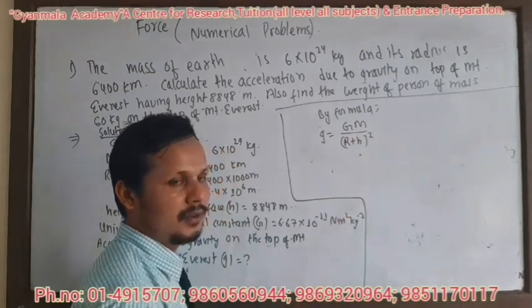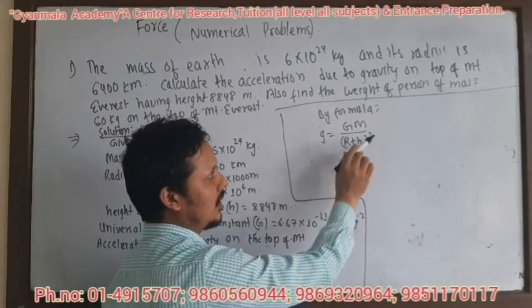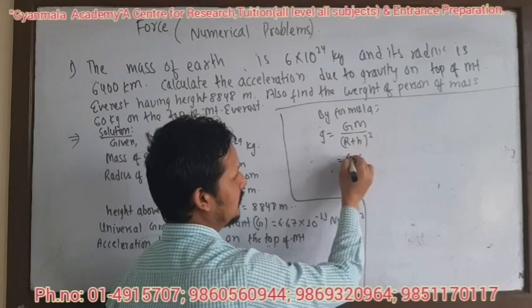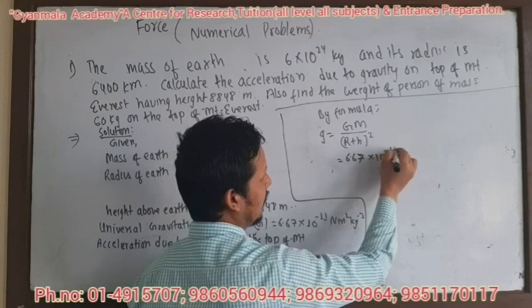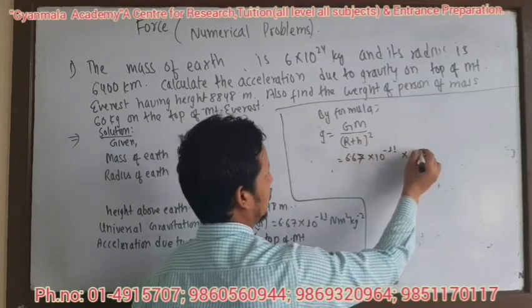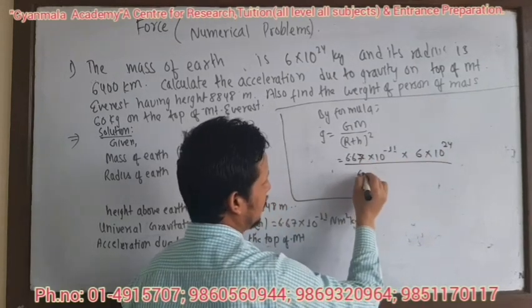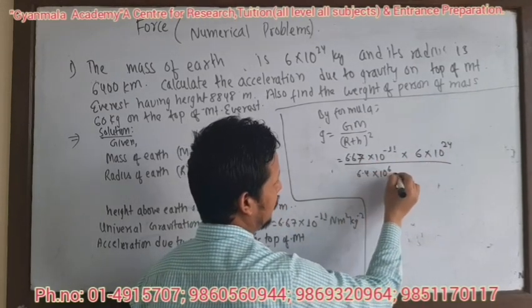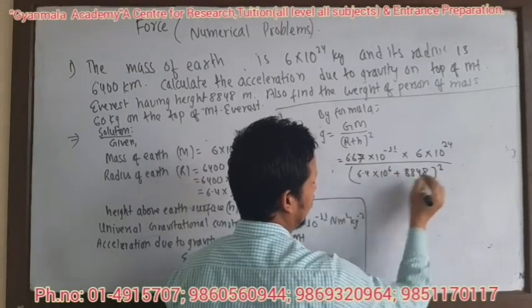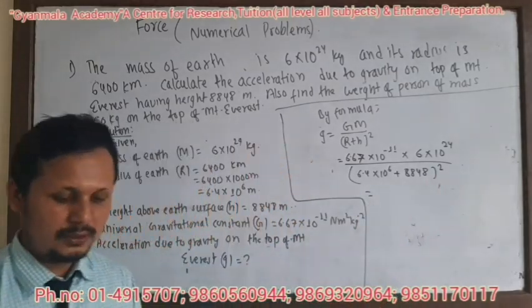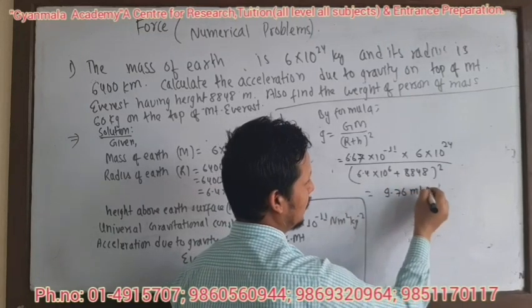The certain height above the Earth's surface is given, so we have to add h to the radius. So g equals G is 6.67 into 10 to the power minus 11, into the mass of the Earth, 6 into 10 to the power 24, divided by R, 6.4 into 10 to the power 6, plus height 8848, whole square. Now using the calculator, you can calculate the value as 9.76 meter per second square.